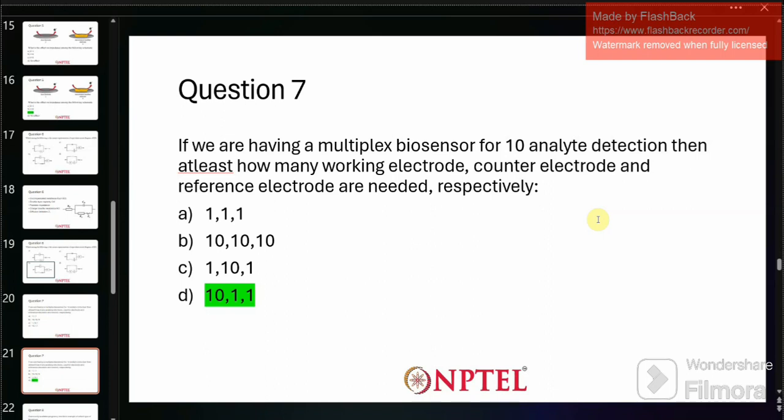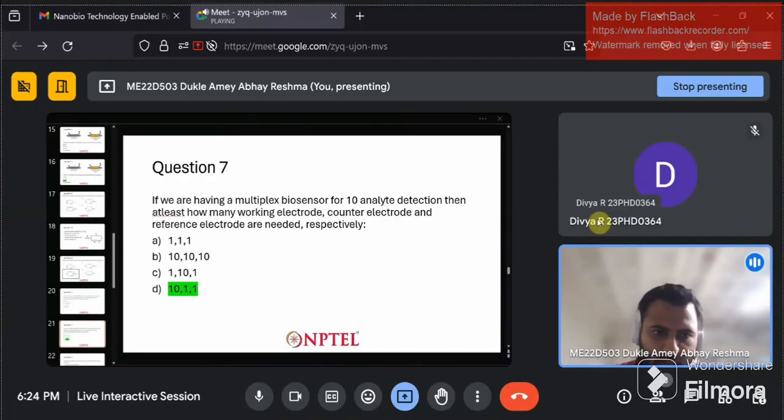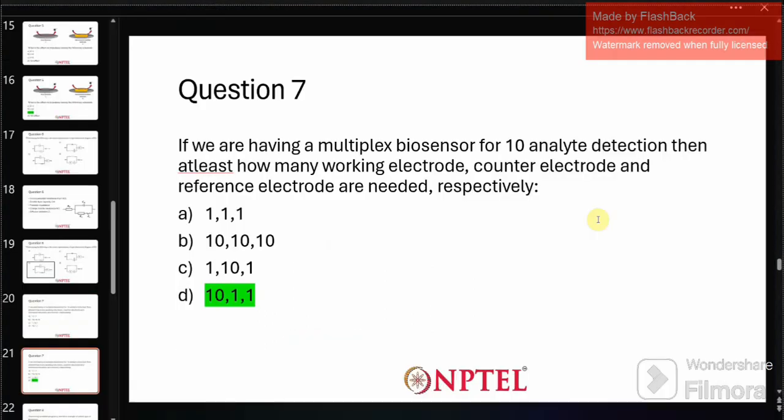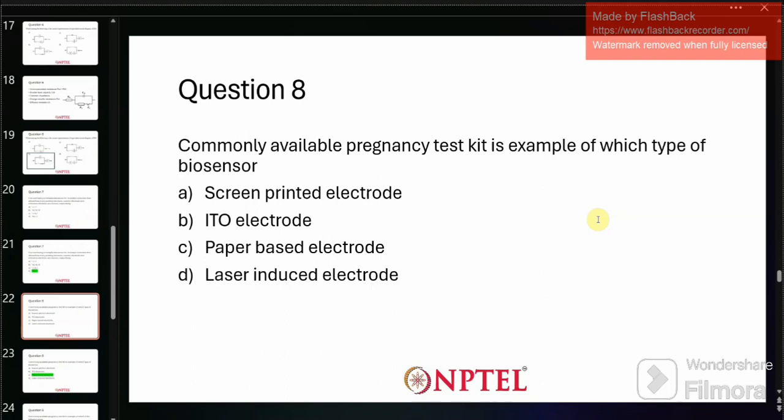All you need is a separate working electrode for every measurement you want to do, because the working electrode is where the reactions occur, and the working electrode will be consumed after every reaction. So this is a very important point you need to know. Any doubts, any questions? I think it's clear. We'll move to the next question.